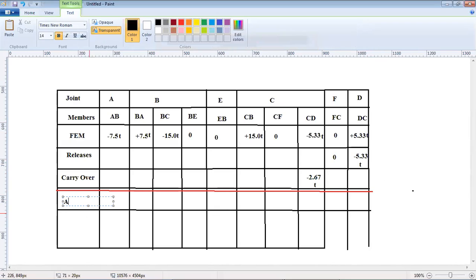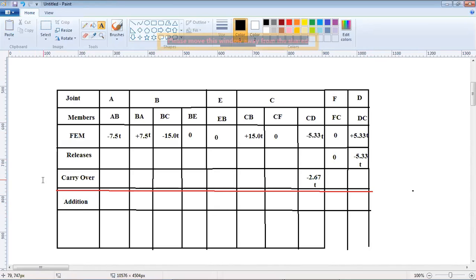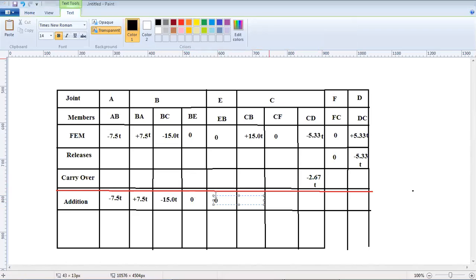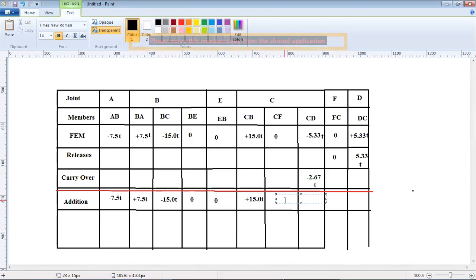We are adding now from top to bottom to the red line. We are adding all the moments. So this will be minus 7.5 into T. This will be plus 7.5 into T, minus 15 times T. This is 0, 0. This is plus 15 times T. This is 0.